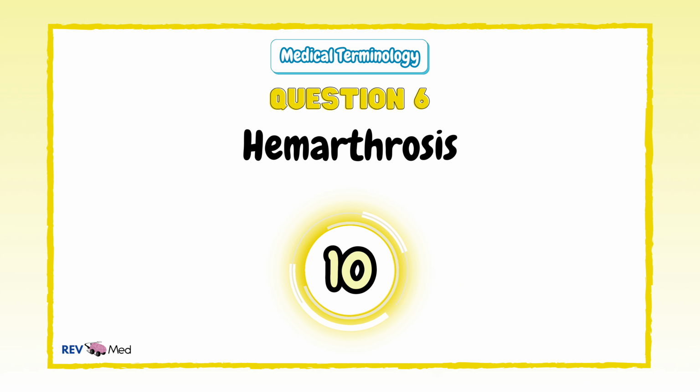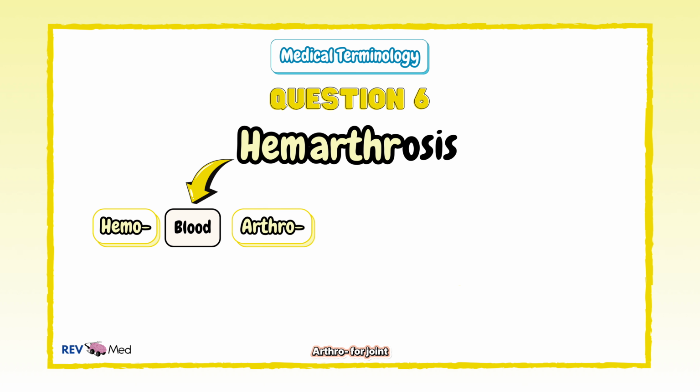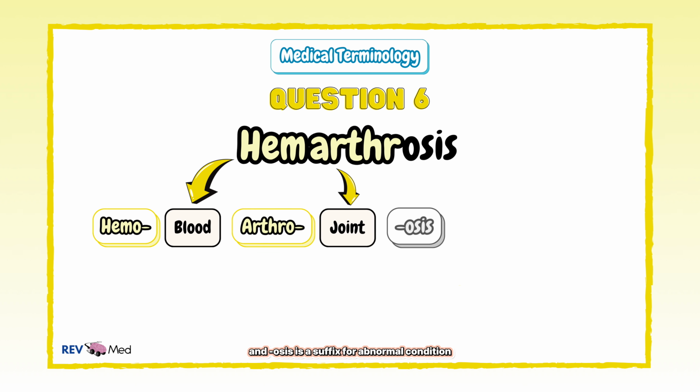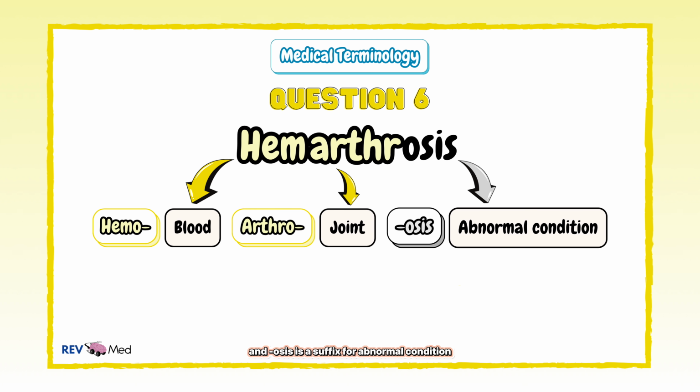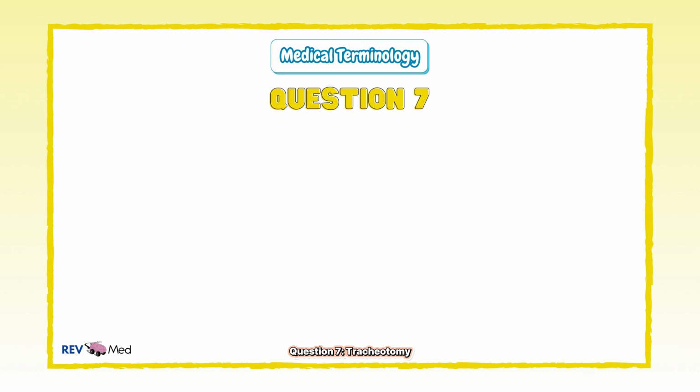Hemarthrosis. Here we have hemo for blood, arthro for joint, and osis is a suffix for abnormal condition. Hemarthrosis is an abnormal condition of bleeding in a joint. Question 7. Tracheotomy.